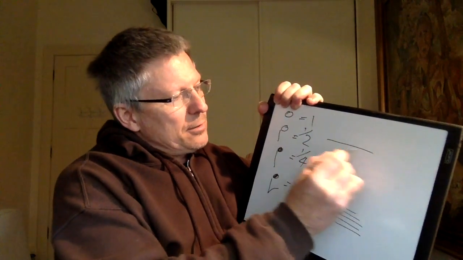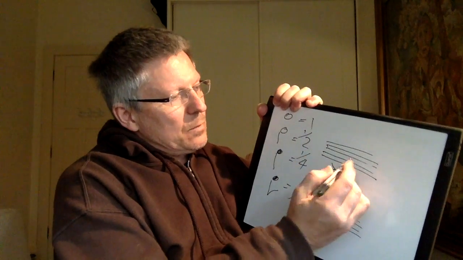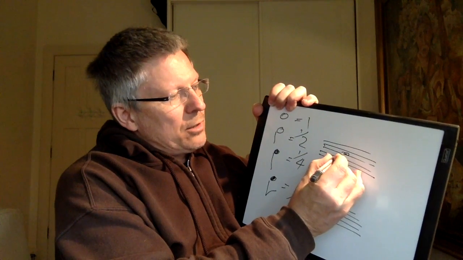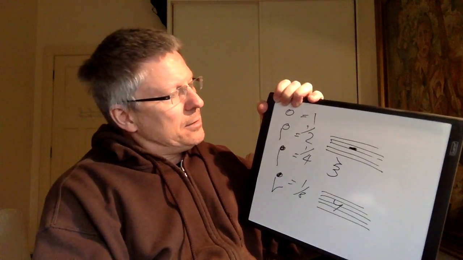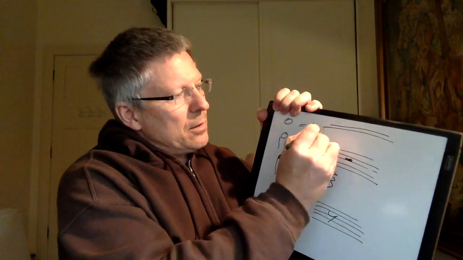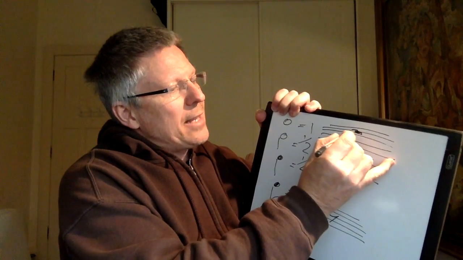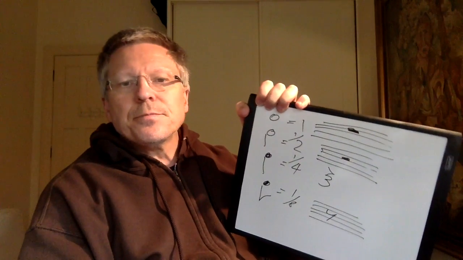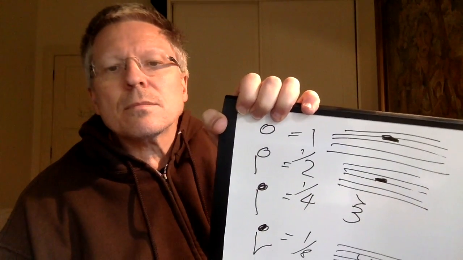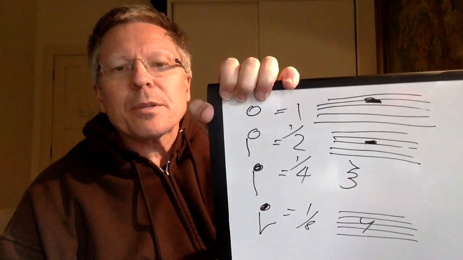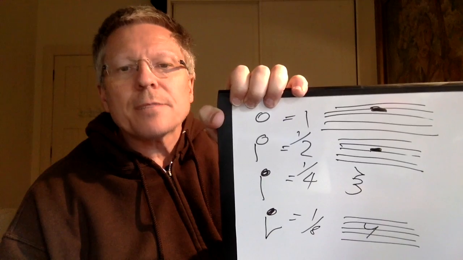A half note rest looks like a little rectangle sitting on the middle line like that. And a whole note rest is a rectangle hanging down from the second top line. So, excuse my crappy drawing, but that's roughly what they look like. All right, so that's the notation for rests.